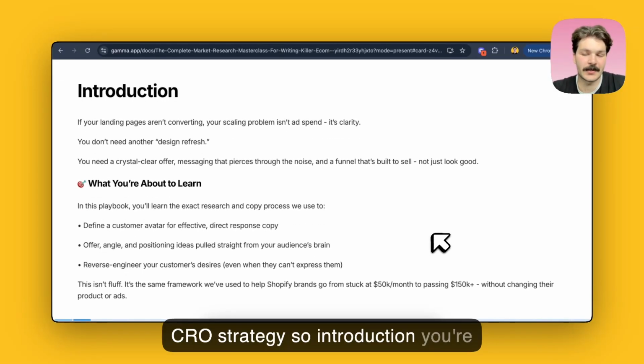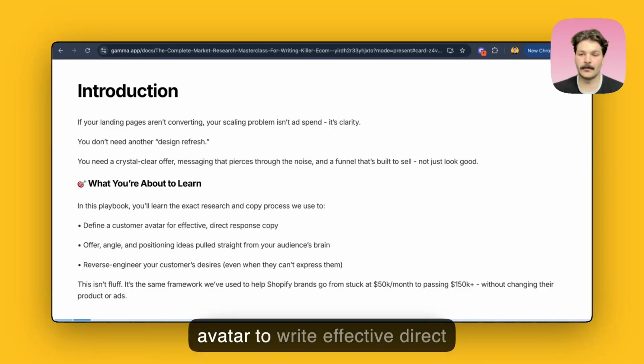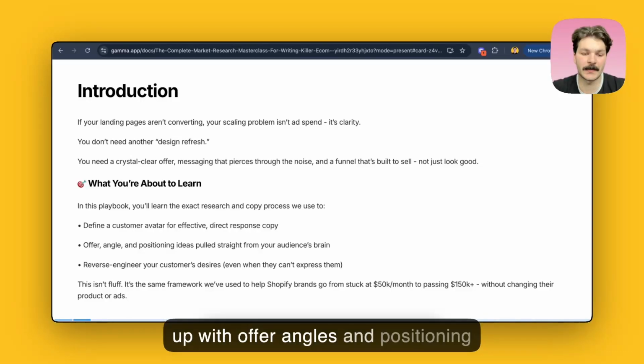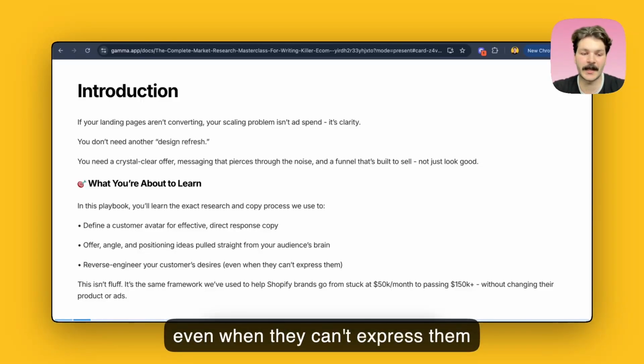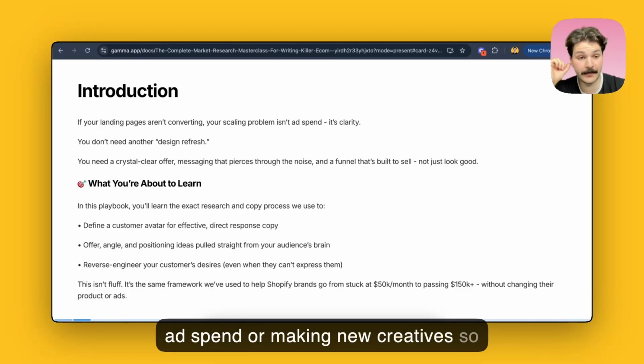So, introduction: you're going to learn how to define a customer avatar to write effective direct response copy. You can come up with offer angles and positioning ideas that you can pull straight from your audience's brain. And I'm going to show you how you can reverse engineer your customers' desires even when they can't express them directly. This is the framework we use to help Shopify brands that were stuck at $50,000 a month in revenue to pass 150K, without changing their product, increasing ad spend, or making new creatives.